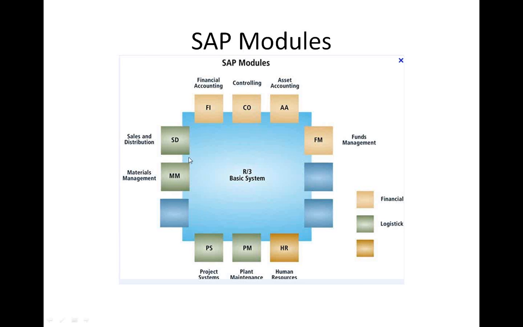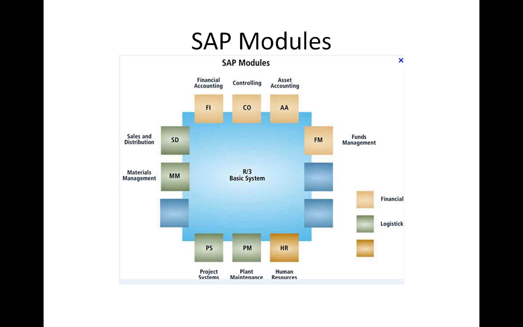Sales and distribution. Suppose when we produce any product, we have to sell the product. This comes under the sales and distribution. When we are buying the raw materials, this comes under the materials management. The financial matters come under funds management, financial management.